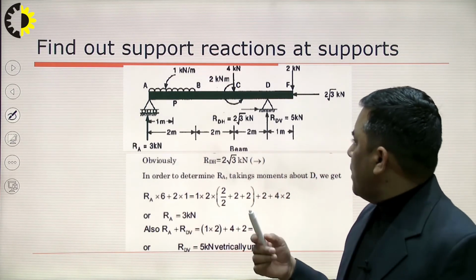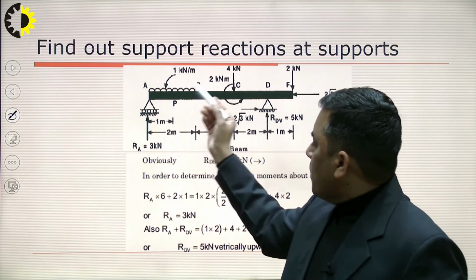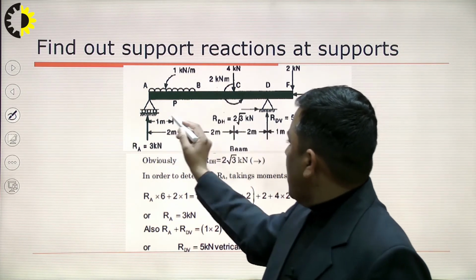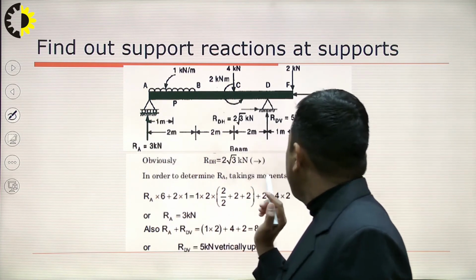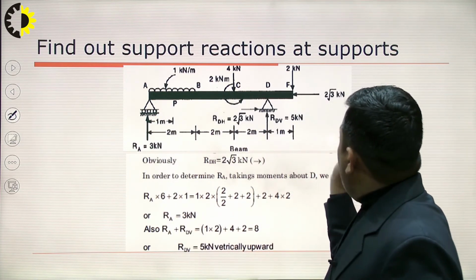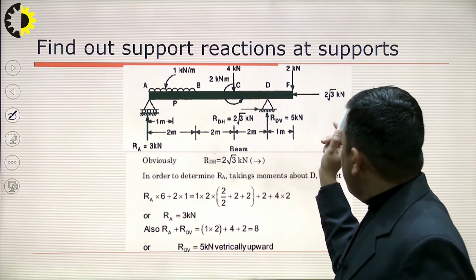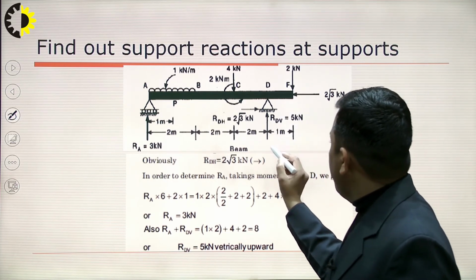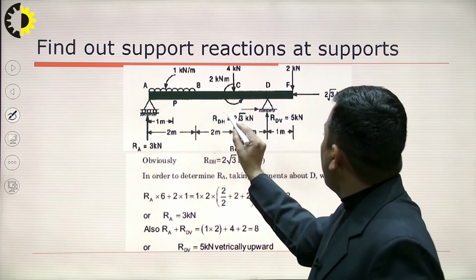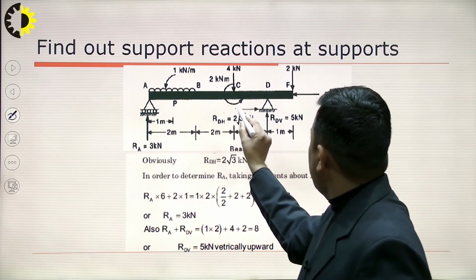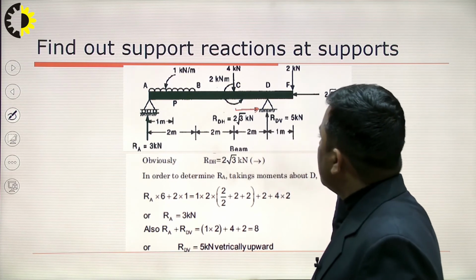Here we can take one more example. Here the supports are clearly shown. At point A, there is a roller support, so there will be a vertically upward reaction force. At point D, there is a hinge support, so here two reaction forces will be there. One is RdV, another is RdH. So both are shown, RdH and RdV.